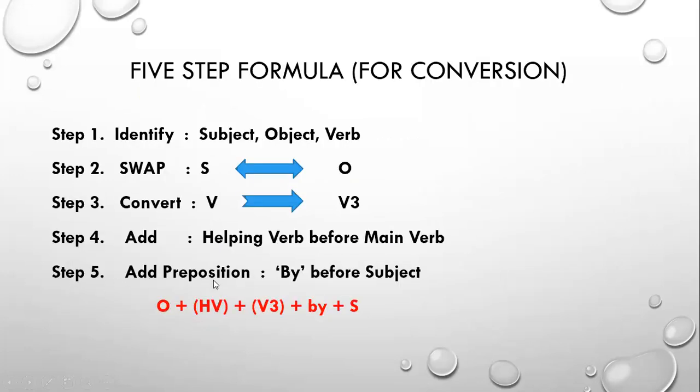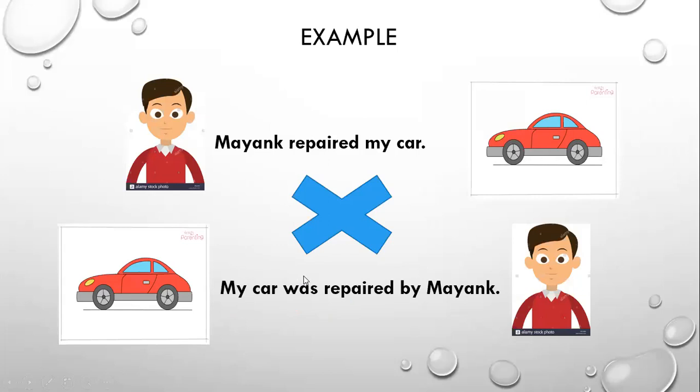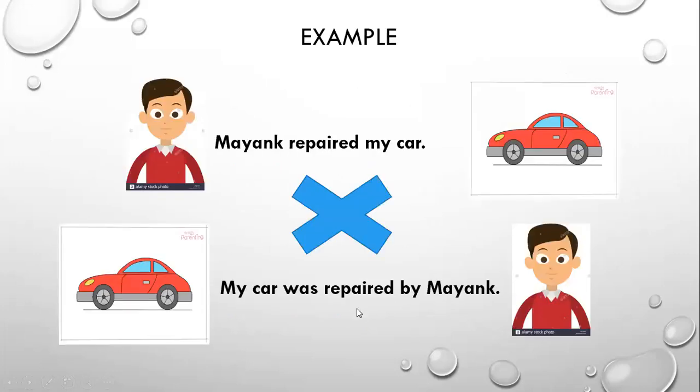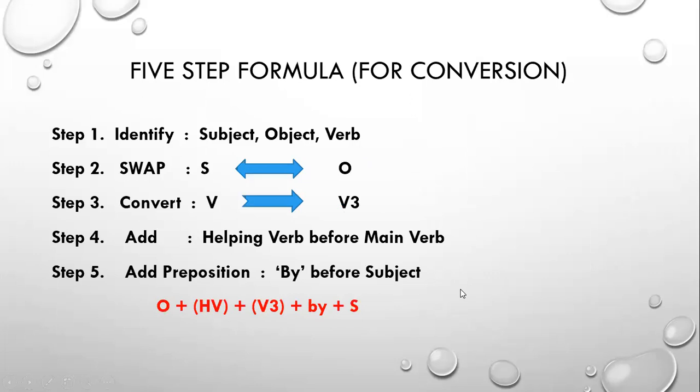Now the last step is add preposition, and the preposition added is by. It is always by. Okay. So I have added the preposition by. Now your sentence structure becomes object, then helping verb, then third form of verb, then by, and then subject. See here, this is object my car, then helping verb was, and then V3 repaired, then preposition by, and then subject Mayank. So this is about the sentence structure of passive voice. So you are going to use this 5-step formula to convert active into passive voice.